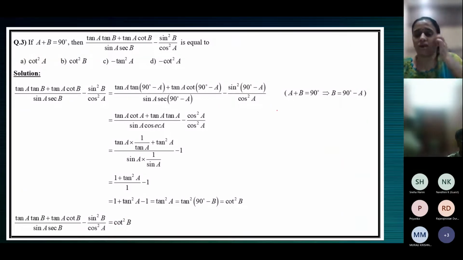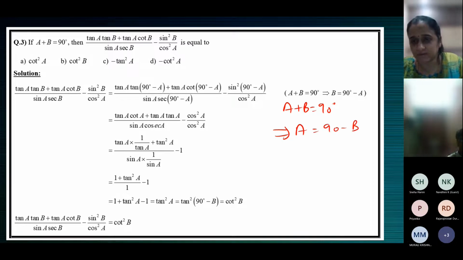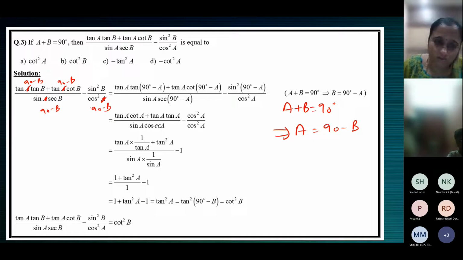Children, I told you, A plus B is equal to 90 degrees. You can also write A as 90 minus B. Wherever there is A, you can take away A and write 90 minus B. Like this also you can work, and you will get this answer straight away. Cot square B, you will get straight away.